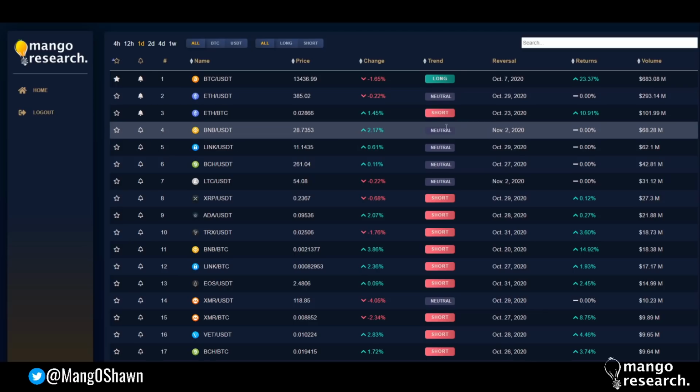So when you set an alert and the trend does switch, you will get an email sent to you directly saying, hey, the trend has switched for so and so asset on the dashboard.